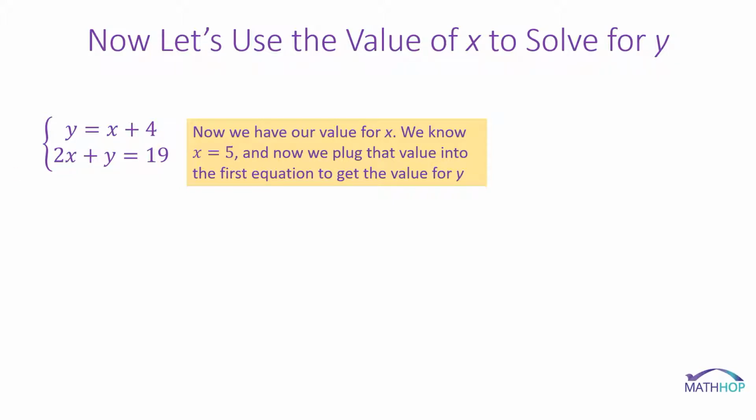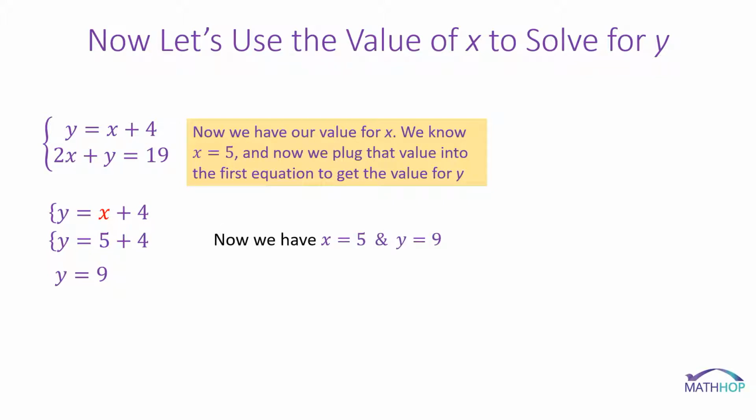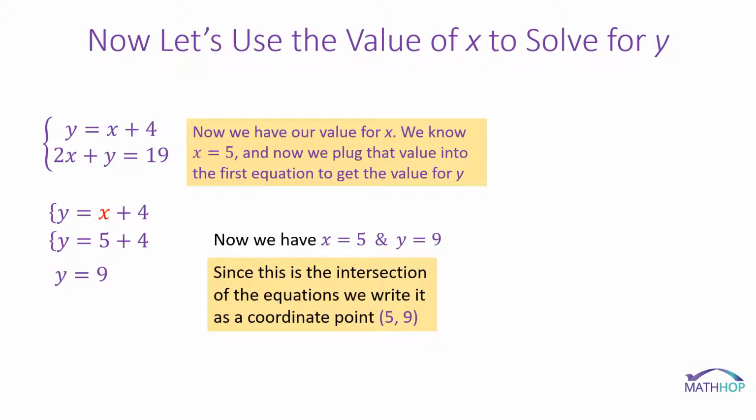So y equals x plus 4 is going to become y equals 5 plus 4, which is going to be y equals 9. Now I know that x equals 5 and y equals 9. Remember, solutions to linear systems are the point of intersection. So we are going to write those solutions as a coordinate point.